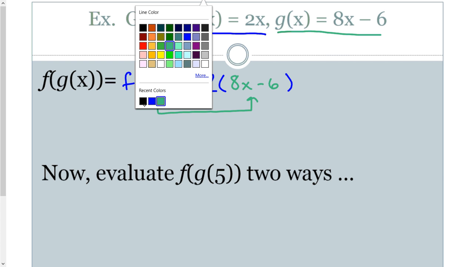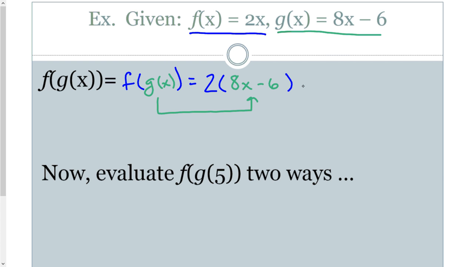Okay, so now that I've got this composition done, I can do some operations to simplify it. Obviously this adjacency implies multiplication, and more specifically the distributive property. So 2 times 8x is 16x, and 2 times negative 6 is negative 12. Ergo, f of g of x will equal 16x minus 12.